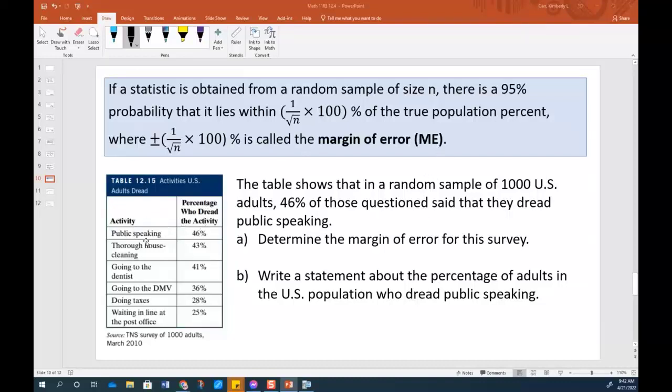So here we actually have the results of a survey of 1,000 adults. They were given this list of activities and asked, what do they dread? This does not need to add up to 100% because a particular adult could certainly dread more than one of these activities. But these were the percentages that were given. It does say that 46% of those questioned said they dread public speaking. That's that very first line.